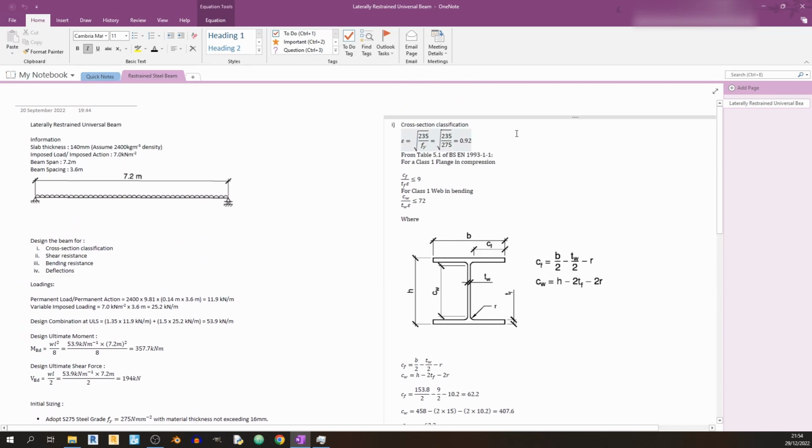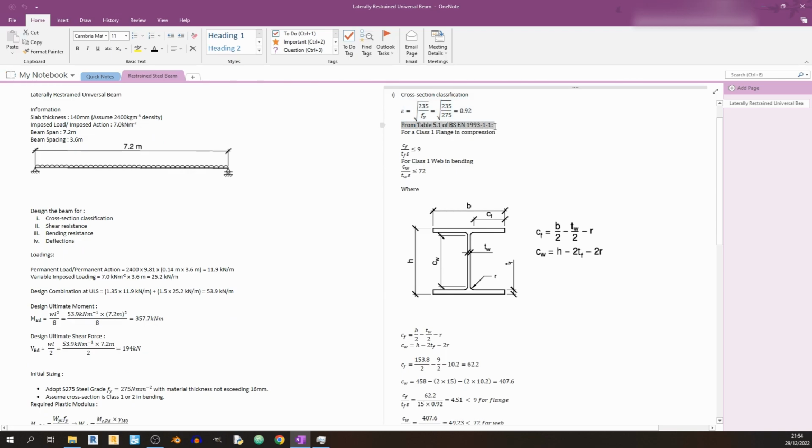And now let's proceed to the cross-section classification. So we need to calculate epsilon over here. Epsilon is equal to the square root of 235 divided by Fy. In this case, Fy is 275, so epsilon is equal to 0.92.